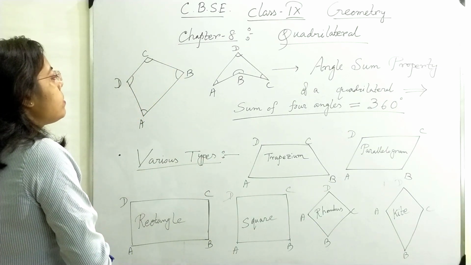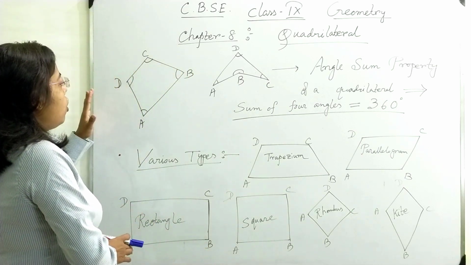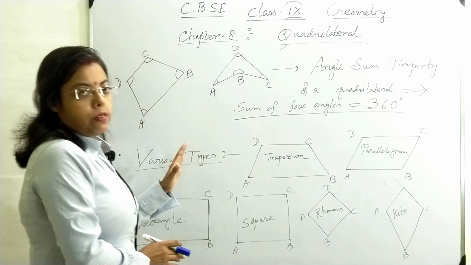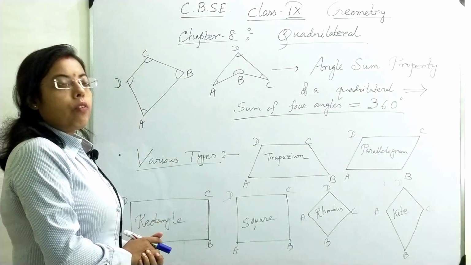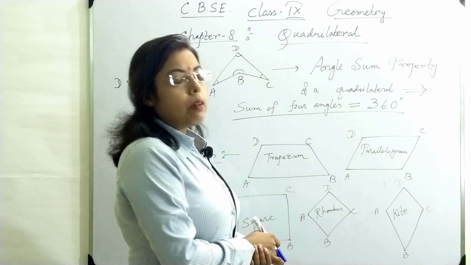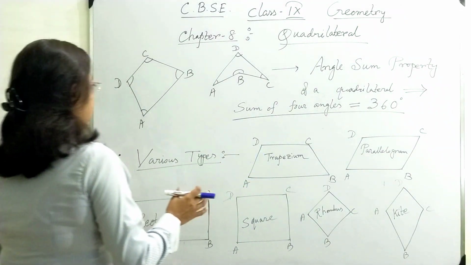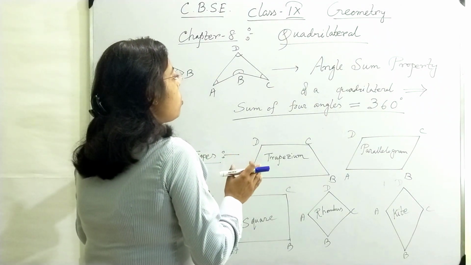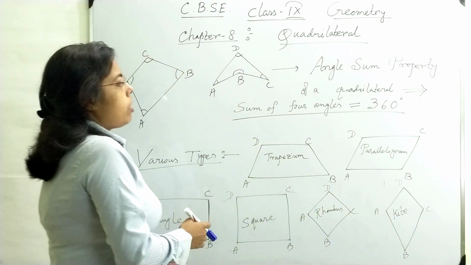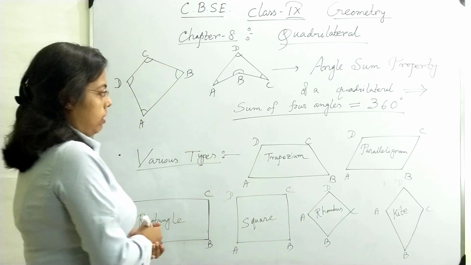So what is the definition of a quadrilateral? When a geometric figure has 4 sides, we say that it is a quadrilateral. This is the basic definition of a quadrilateral. Clear? In the previous class, we discussed triangles, and now we will discuss quadrilaterals.